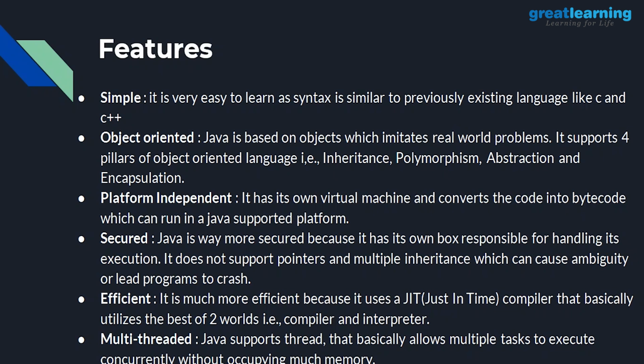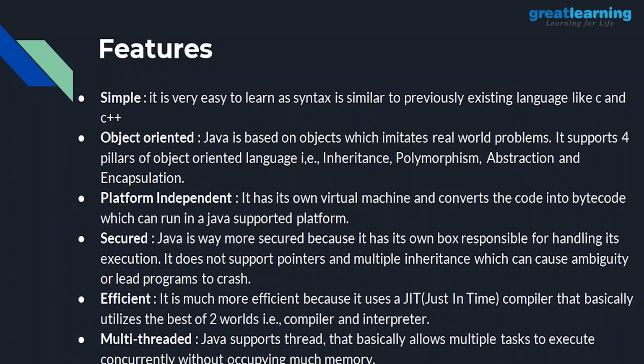Then the third thing is that it's platform independent. What do you mean by this? It has its own virtual machine, and we will talk about what that means. Basically, it means the JVM, the Java virtual machine. It converts the code into bytecode, which can run on any Java supported platform. That's what we talked about in the first slide: write once, run anywhere. So basically it's a platform independent language. It's secure. Java is way more secure because it has its own box responsible for handling its execution. What is that called? JDK.